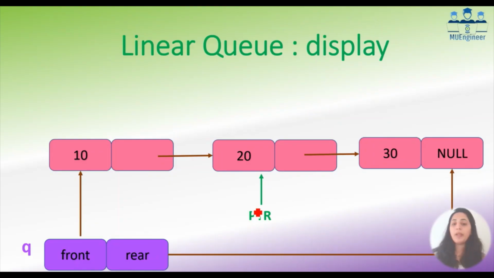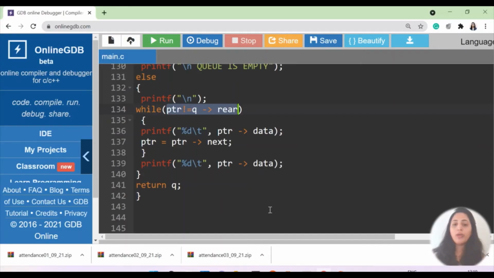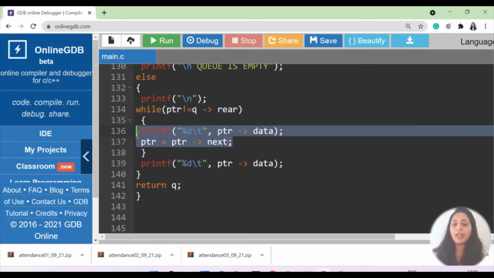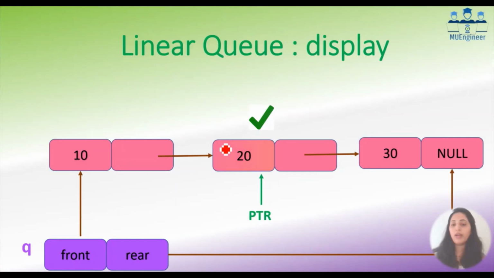Okay, so अभी ptr का value क्या है, pointing to 20. So ptr का value is the address of 20, not the address of 30, right? So now again my while condition is true and I will go inside the while loop and I will display the data and I will go to the next ptr. So I will display the data 20 and ptr will be ptr.next. Okay, so I'm going to 30 now.